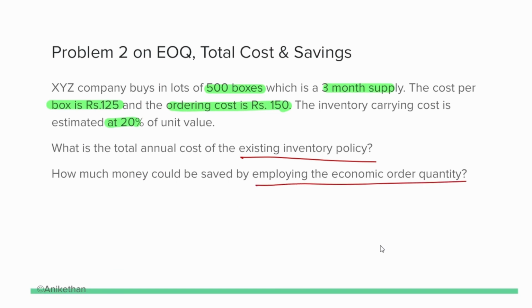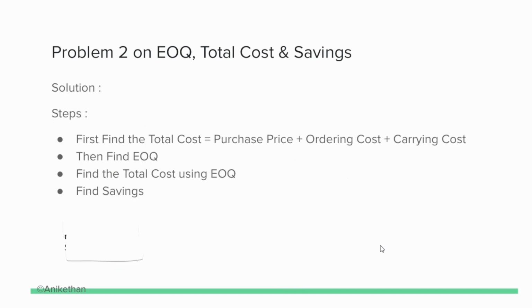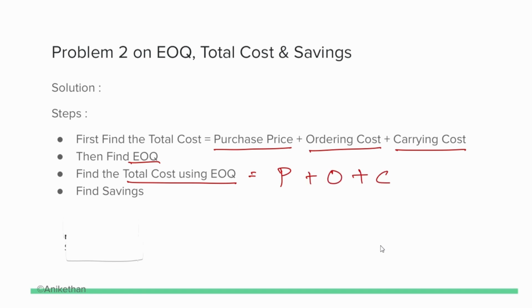That means you have to calculate EOQ first, then you have to calculate total cost under EOQ. So what are the steps? First, find the total cost, which is nothing but your purchase price, ordering cost, carrying cost. Then find EOQ. Similarly, repeat the same. Total cost is purchase plus ordering plus carrying. Then you will find savings. Now try this problem for the next 5 to 10 minutes, pause it here and come back.